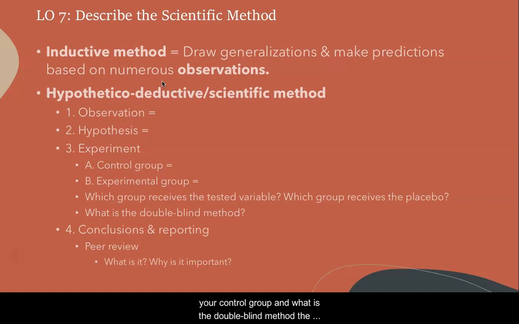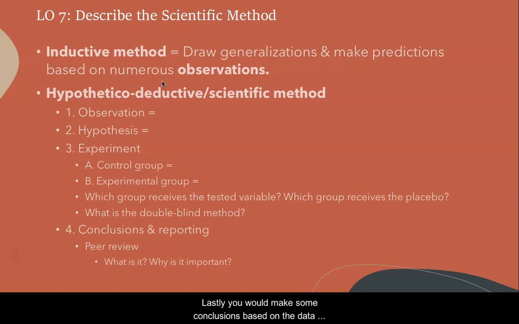And what is the double-blind method? The double-blind method is the ability so that the people that are administering your experiment and the people that are part of the experiment have no idea which group is the experimental group and which group is the control group. In the experiment we talked about, there would be no need for a double-blind method.